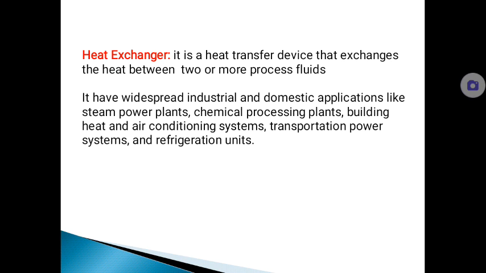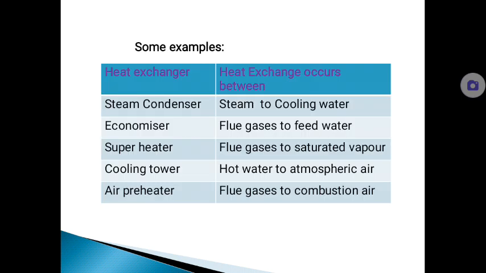For example, steam power plants, chemical processing plants, refrigeration systems, air conditioning systems, and transportation power systems. We will see which kinds of equipment we call a heat exchanger, in which the steam condenser is there. Here, heat exchange occurs between steam and the cooling water.